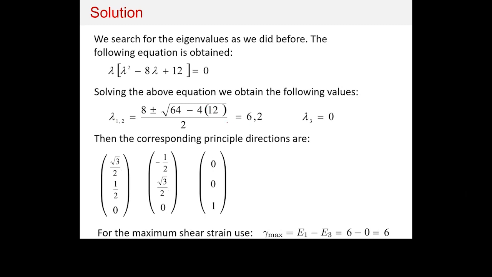So the principal strains are 6, 2, and 0. You put them in order. So this is the largest, E1, this is E2, and this is E3. And these are the eigen directions, the principal directions for the strain. And to find the maximum shear, you subtract E3 from E1, so it is 6 minus 0, so this is 6.